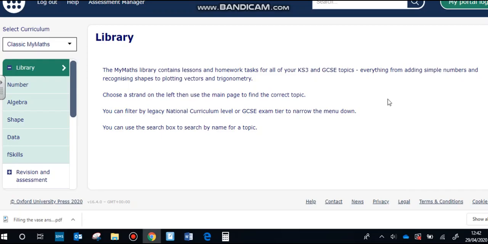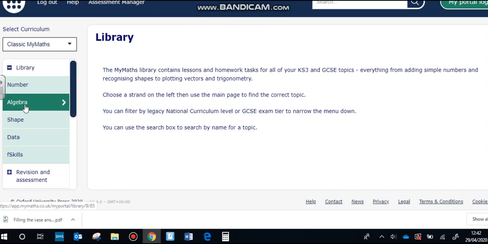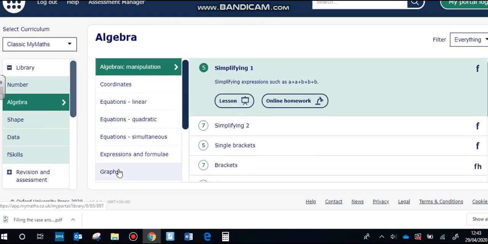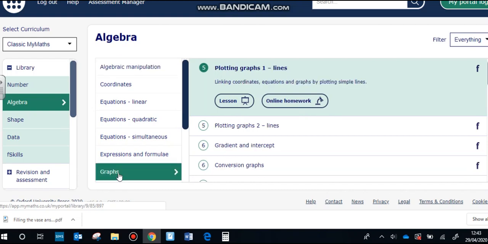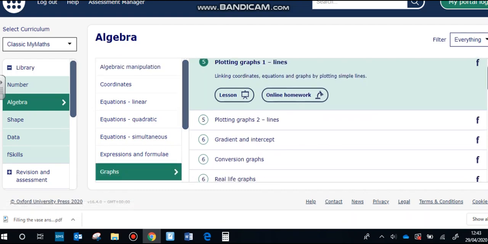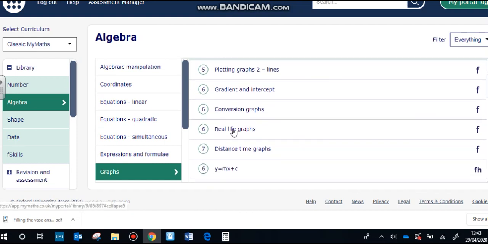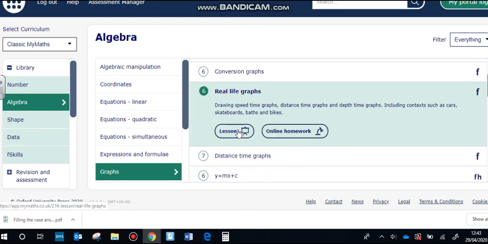Okay, so we are going to look at a website called MyMaths. You might have seen it before, but you can go to www.mymaths.co.uk. I'm going to do it on here, so it's only if you want to have a look at it yourself. But if you do, I'll put the username and password on Show My Homework. Once you've logged in, you'll get to this page and you need to come to the algebra section. And then in the algebra section, there's a graphs section. And we're looking for real live graphs. So if we scroll down, we've got it there. And we're going to look at the lesson.